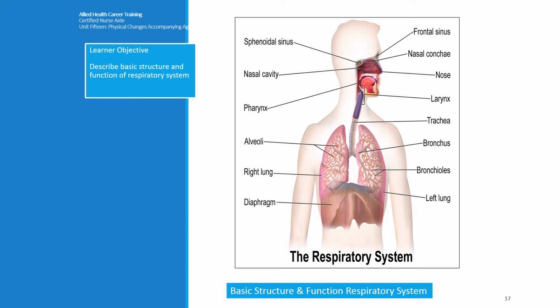So as you breathe in, air starts through your nose or through your mouth, goes into the back of your throat to the pharynx. Now, at the bottom of the pharynx, kind of on top of the larynx is your voice box, but between the pharynx and the larynx is going to be your epiglottis.